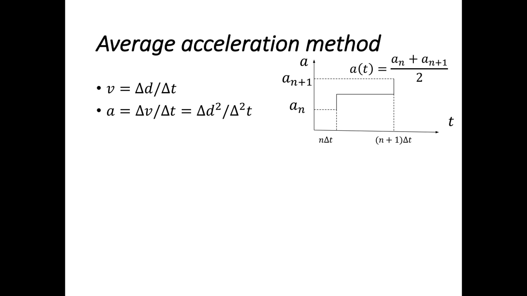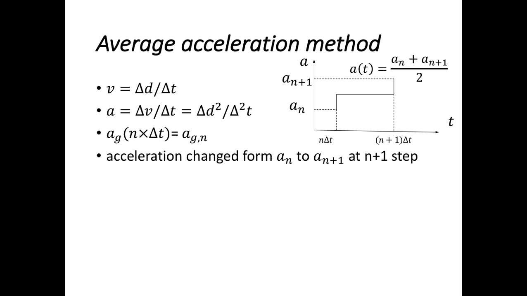Inside here, the difference between an plus 1 and an is delta an plus 1. However, we are going to consider this later. About the ground motion, we say at the n step it is agn, and at the n plus 1 step it goes from agn to agn plus 1. And the acceleration changes from an to an plus 1 at the n plus 1 step.